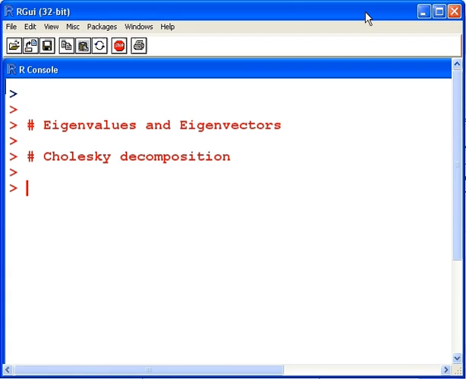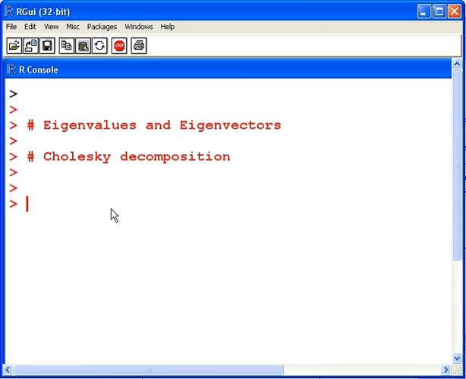In this presentation, we look at how to compute the eigenvalues and eigenvectors of a matrix, and also the Cholesky decomposition. Just as a remark, I'm not 100% sure how to pronounce that. I've checked out a few YouTube clips, they seem to pronounce it differently. So I'll go with Cholesky for the time being.